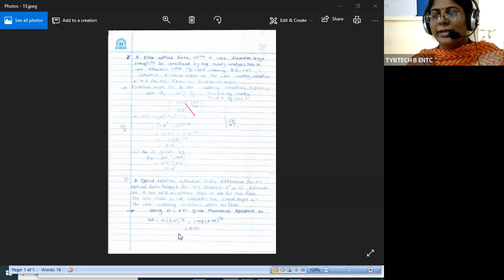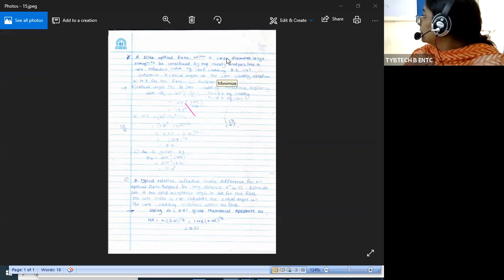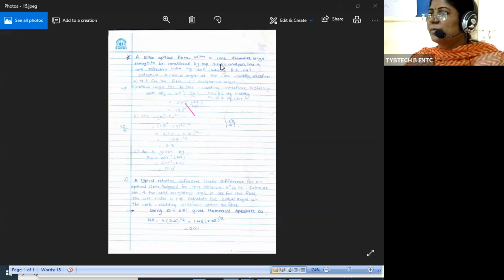So we know the value of N1 and the value of N2. From that we can calculate the critical angle. What is the formula for critical angle? Critical angle is equal to sine inverse of N2 by N1, sine inverse in bracket 1.44 divided by 1.46. So you tell me what is the value of critical angle.